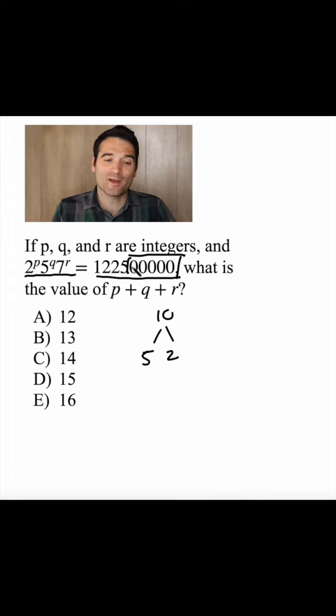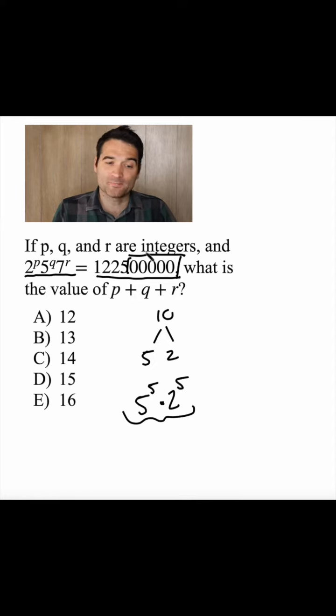So if I were to break each one of these 10's down, every 0 is a 10, right? I have 1, 2, 3, 4, 5 10's. Therefore, I have 5 5's and 5 2's, right? Keeping track of all the numbers that we have so far. So that's this piece of the number. And then we have this leftover right here, 1225. Well, let's take a look at that.